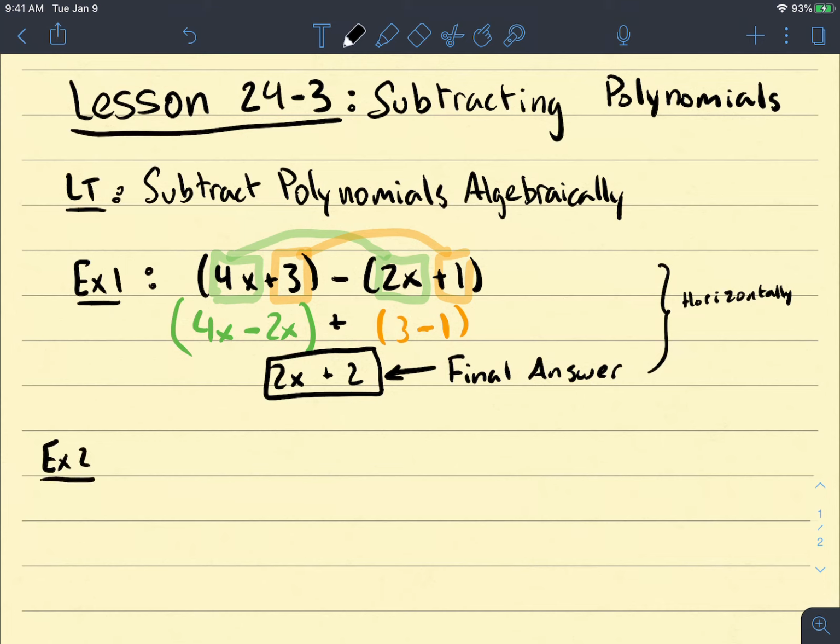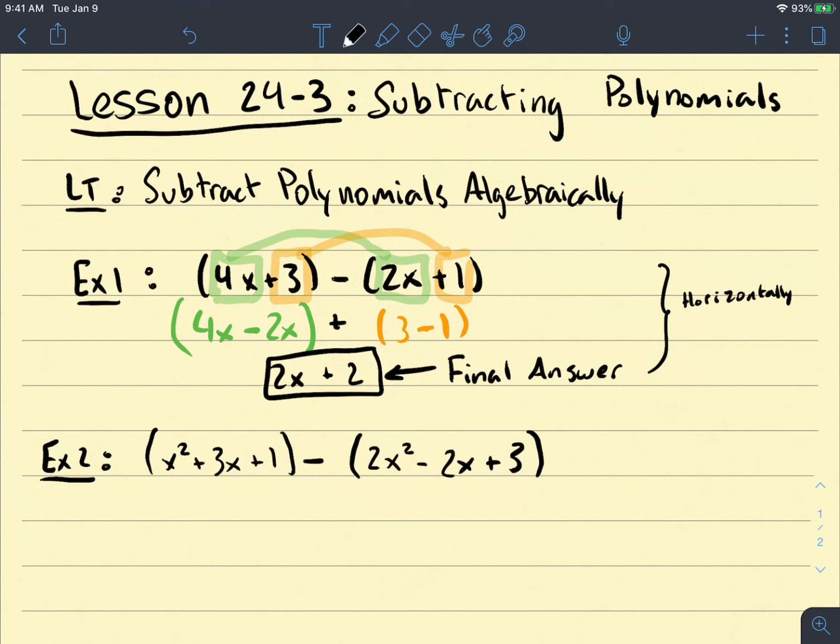All right, so example 2. Let's go straight into it, guys. We're going to have x squared plus 3x plus 1 minus 2x squared minus 2x plus 3. Now this might look tricky but it's not.